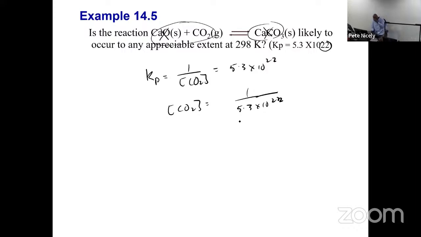So the fact that the concentration of CO2 is very low means that the reaction will not occur to an appreciable extent. In other words, the equilibrium system will favor the carbon dioxide on the reactant side and not anything on the product side like the calcium carbonate. And that's basically how we answer that question. Any questions about this? So the answer is no.